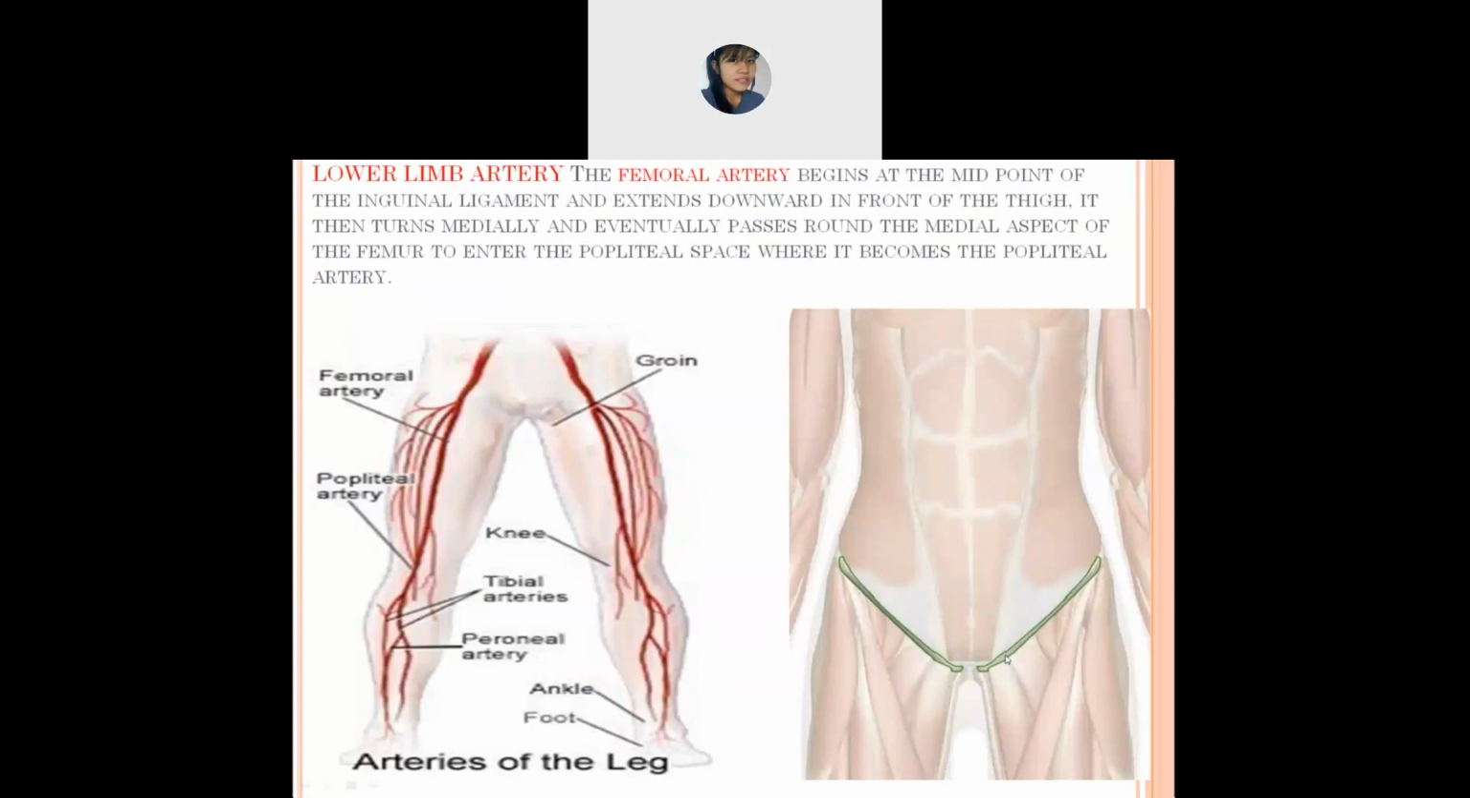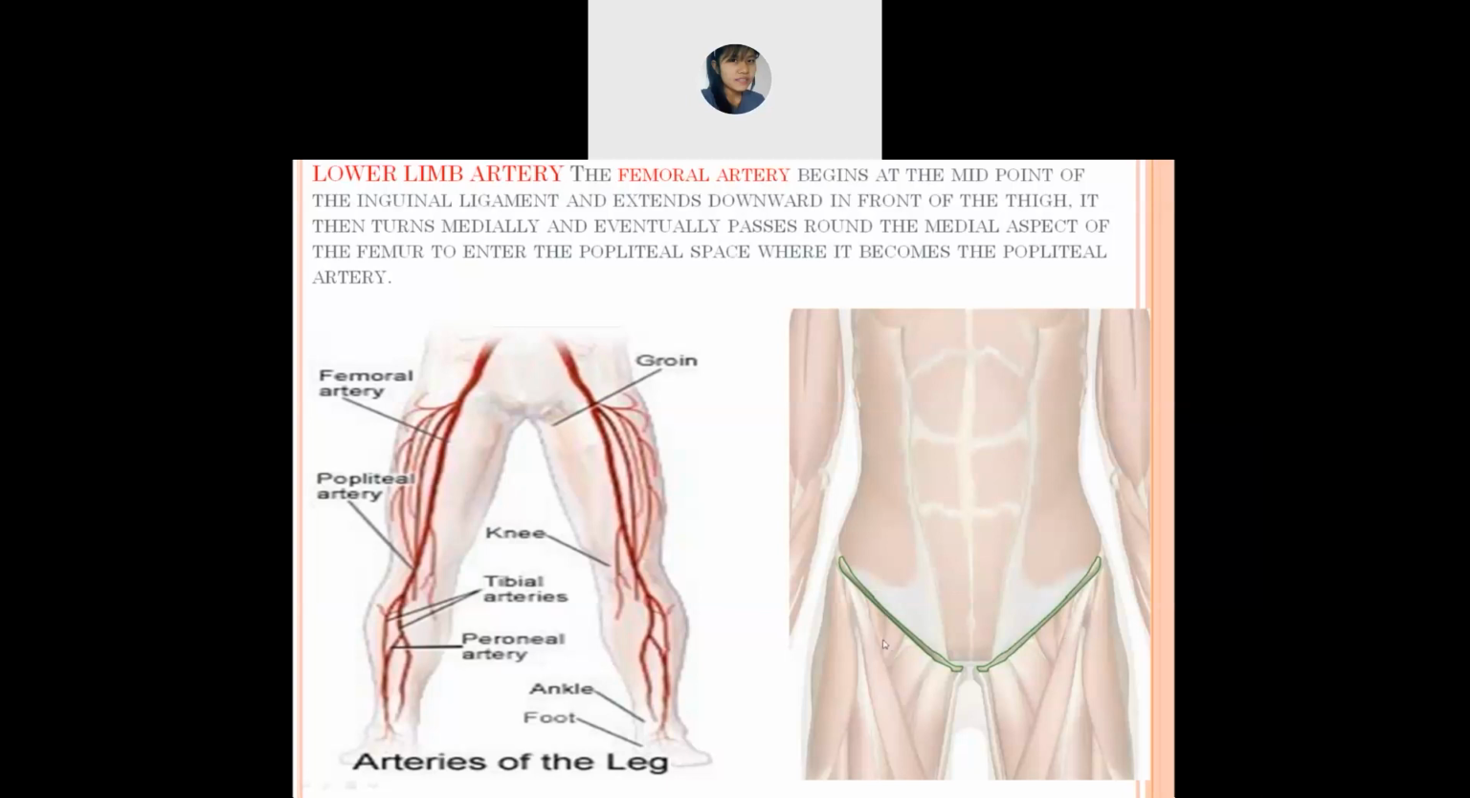So the femoral artery usually begins from this inguinal ligament in the middle portion. Which means, like here, obviously it will be from here. Here also, same. So it will be from here. So this is the inguinal ligament, and it will start from here, that is, in the middle point.